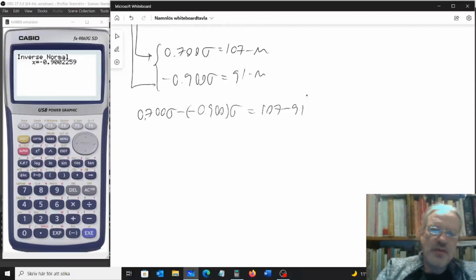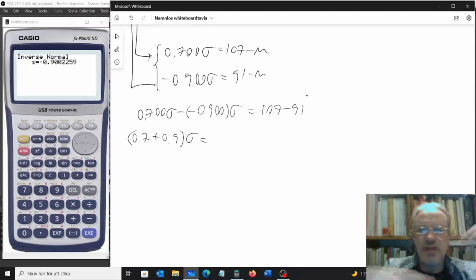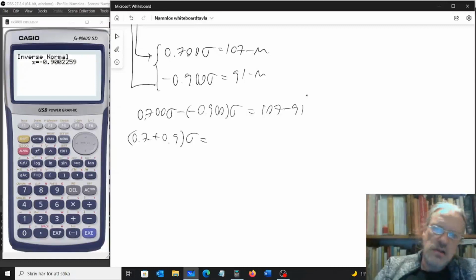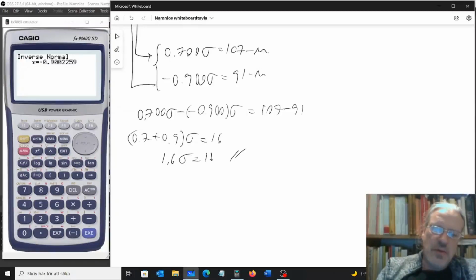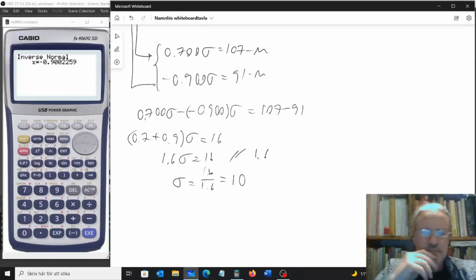So what will this be? That would be 0.7 plus 0.9 sigmas, and 107 minus 91. That is equal to 16 here, right? And 0.7 plus 0.9 is 1.6. So we get 1.6 sigma equals 16, divided through by 1.6. Sigma equals 16 over 1.6. That is equal to 10, oh, that's the sigma we started with. So we were able to retrieve our sigma back again.